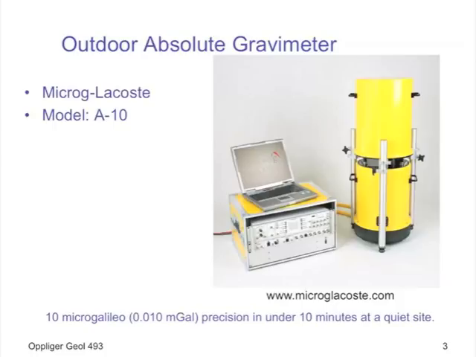This instrument gives 10 microgal, which is 0.010 milligal precision, in less than 10 minutes of operation at a quiet site. You drop the cube many times and average the results and look for that lack of noise in the results to decide how accurate you're getting it. There's a couple of places locally where this gravimeter has been deployed and where we have absolute gravity values and absolute gravity gradient values.